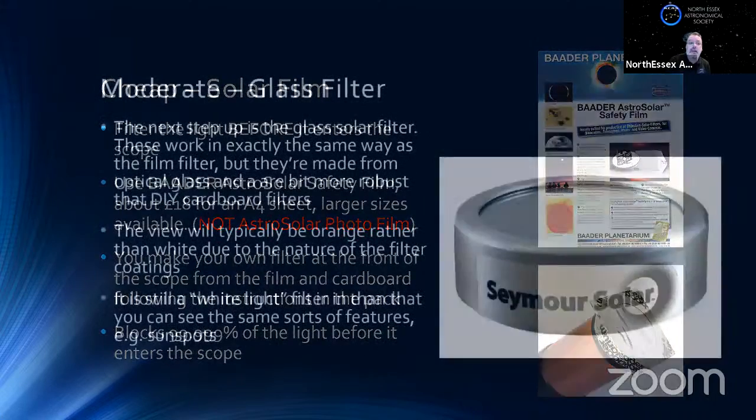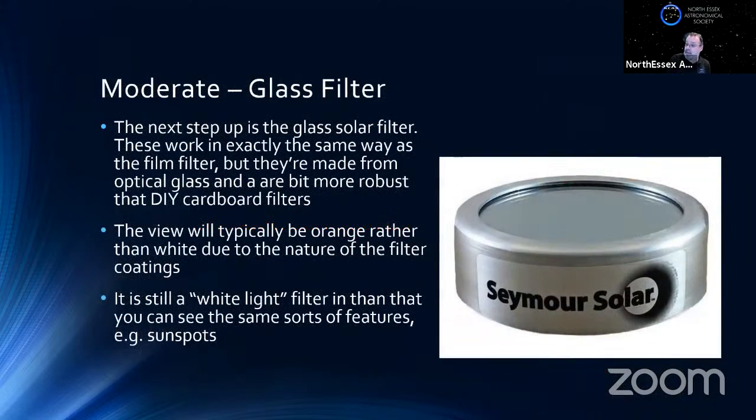If you want to spend a bit more money, 70, 80 quid maybe to £100, you can get the same sort of thing in a glass filter that will fit on a telescope. It does exactly the same job. The view will probably be yellowy orange rather than white, because the filter coatings are slightly different, but it's still a white light filter that shows the same features. Basically does the same thing as the AstroSolar film, it's just a bit more robust.